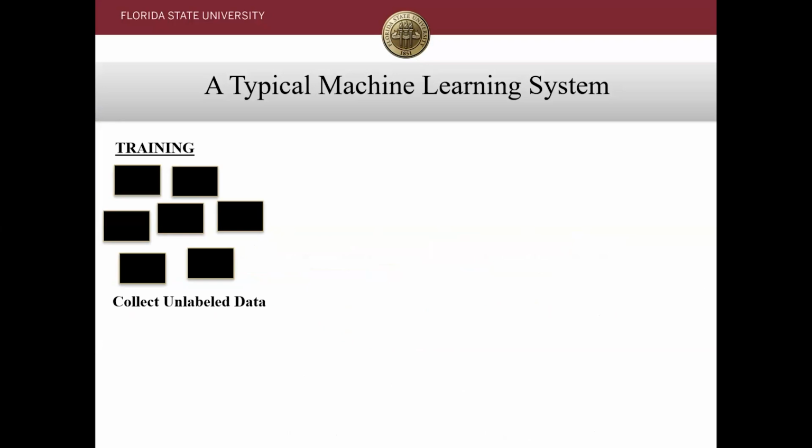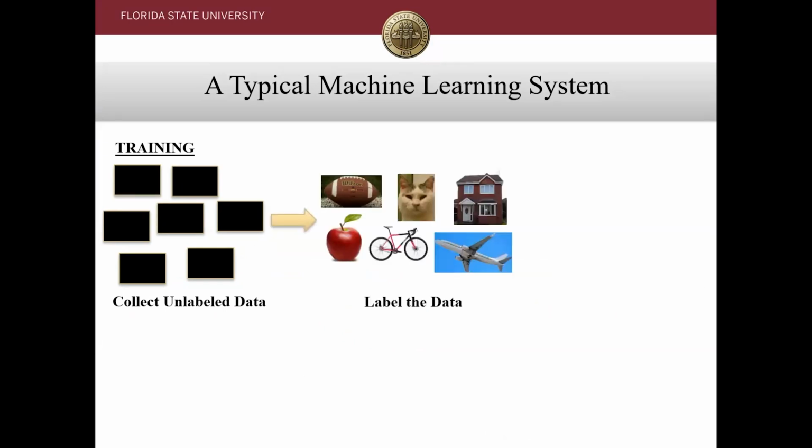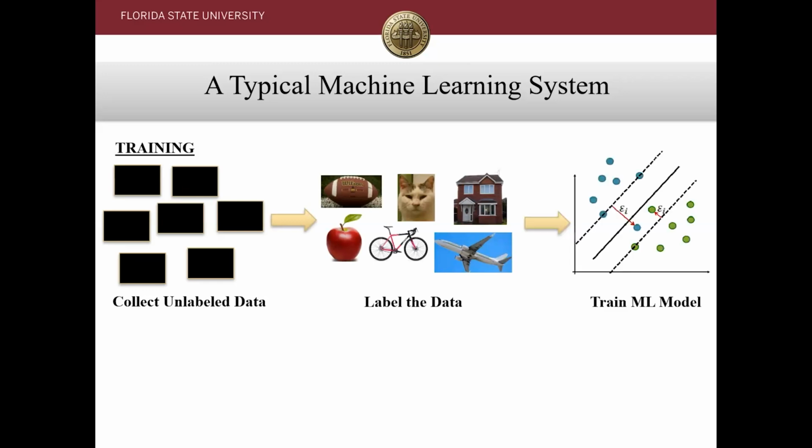So the training step itself consists of 3 sub-steps. The first step is to collect some data, right? If you want to train your model, you need some data. The second step is to label the data, because you need to annotate the data. Let's say we are working with image recognition as an application. The model needs to know which sample belongs to which class or which category. And once you have the labeled data, you can train your machine learning model, any deep learning model or any kind of model that you want.